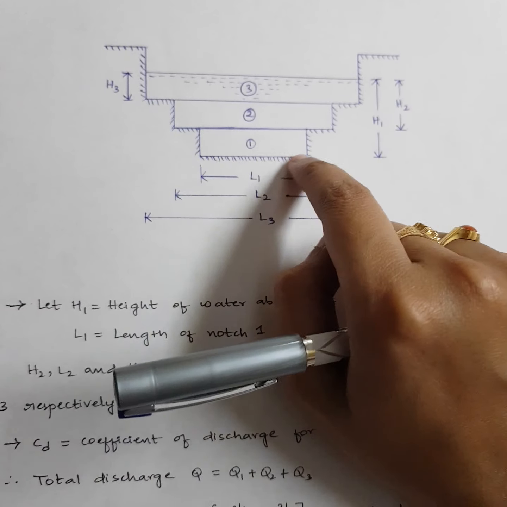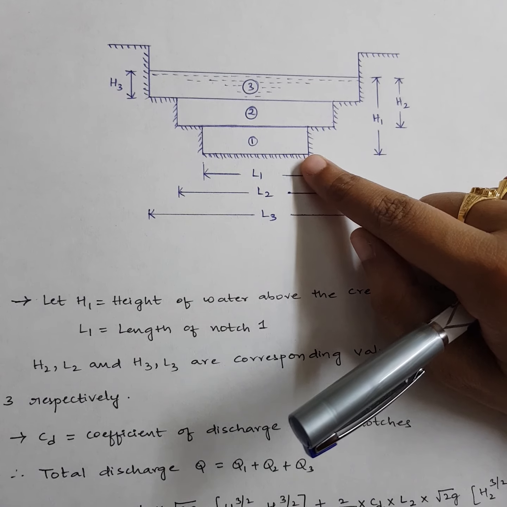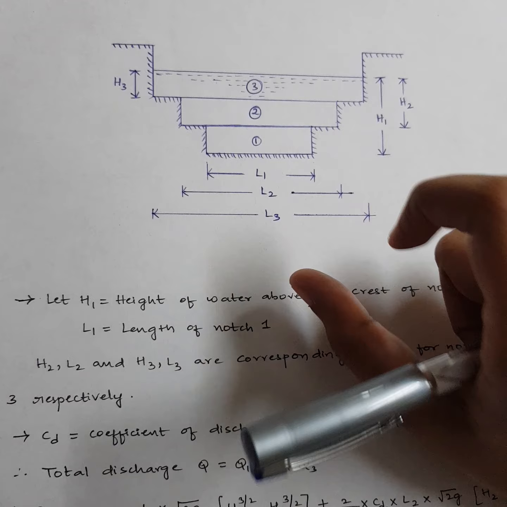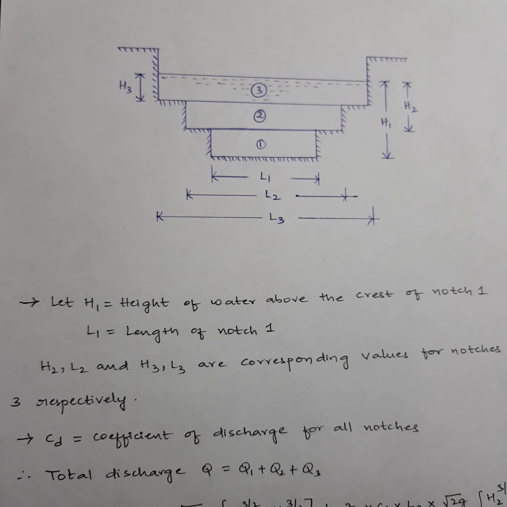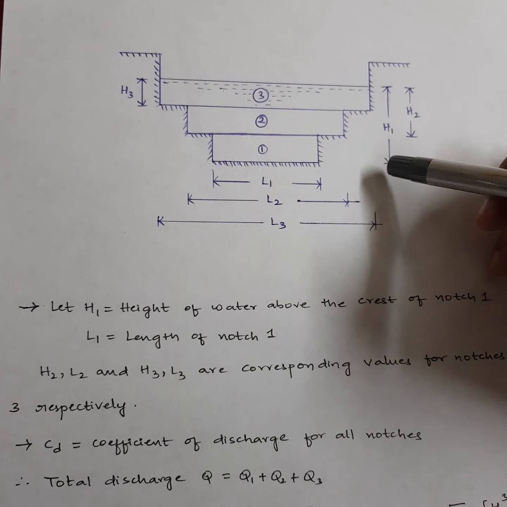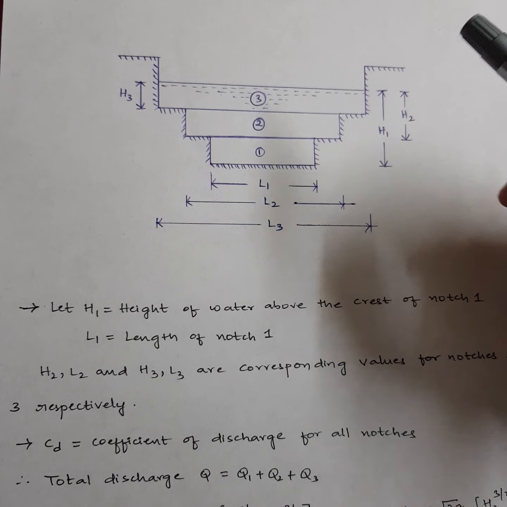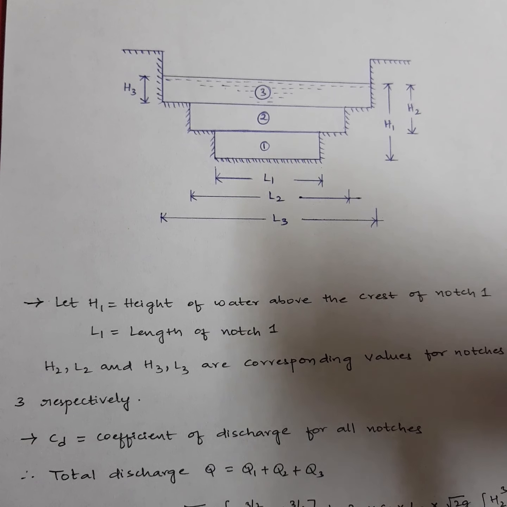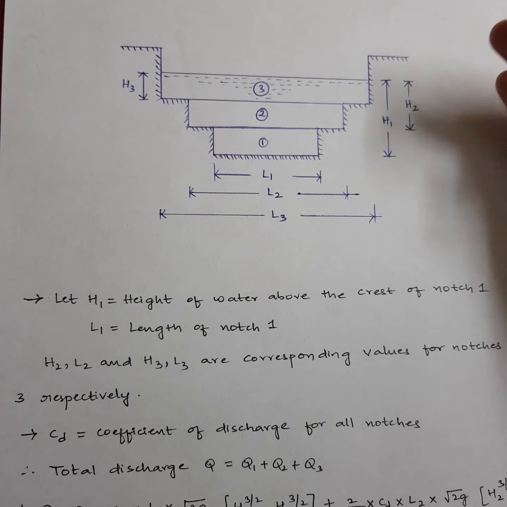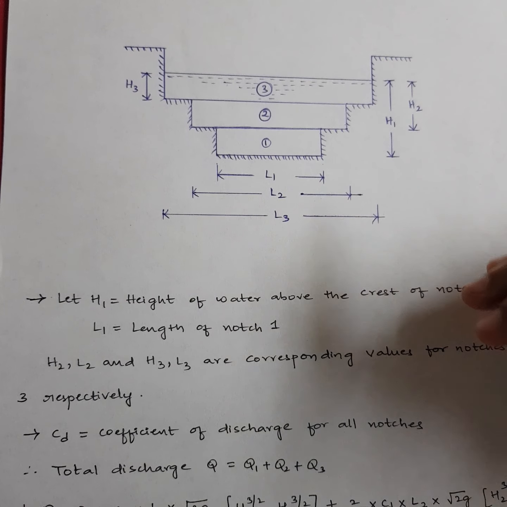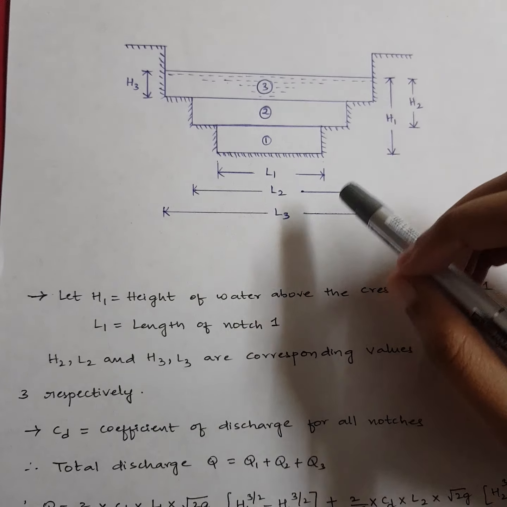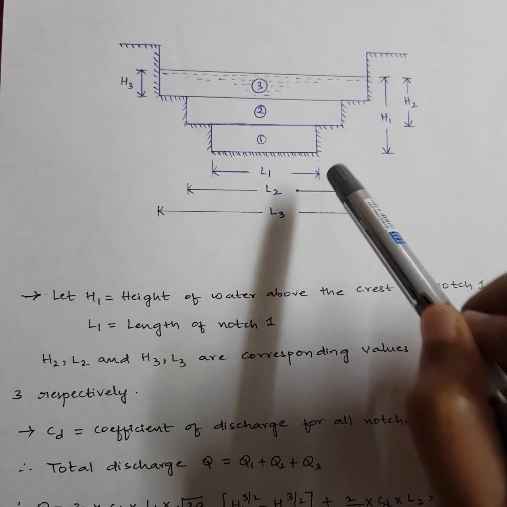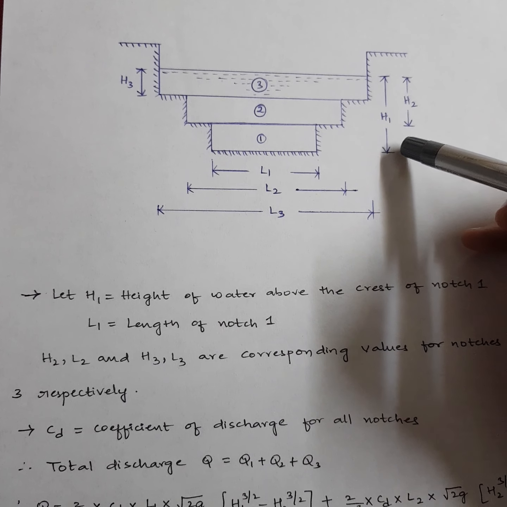This is the first rectangular portion, and for this Q1 will be 2/3 × CD × L1 × √(2g) × H. Now you have to be very clear in substituting the value of H. What people do is directly put H1, but that's wrong. What is H actually according to the rectangular notch? H is the height of water passing through that notch, the height of water flowing through that crest.